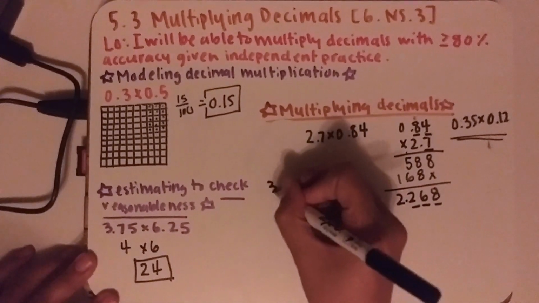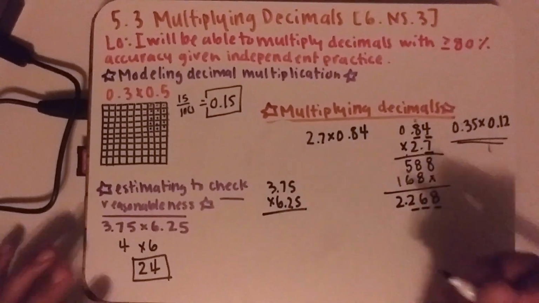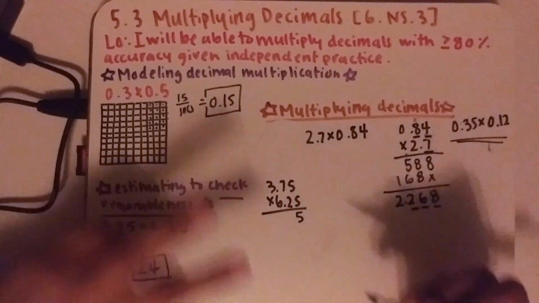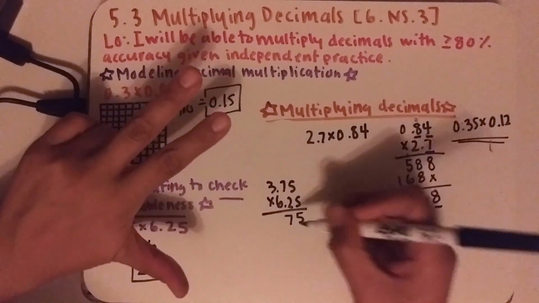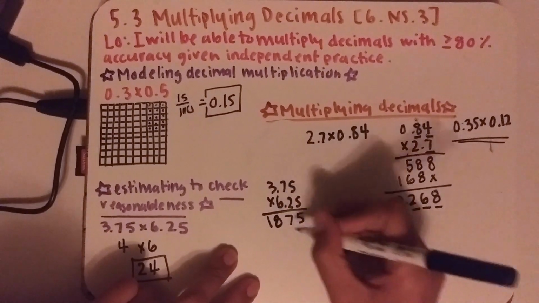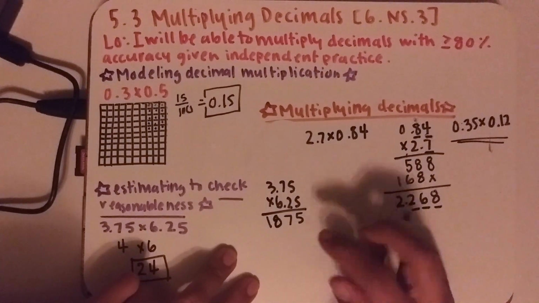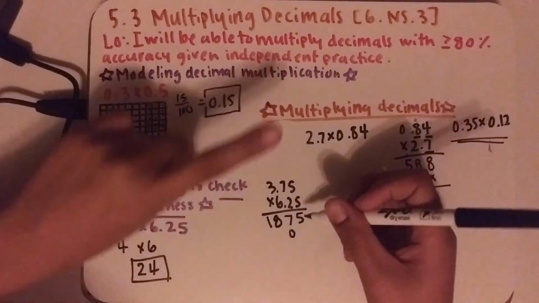So then I can do 3.7500 times 6.2500. So I go 5 times 5 is 25, carry my 2 over. 5 times 7 is 35 plus 2, that's 37, carry my 3 over. 5 times 3 is 15 plus 3 more, that's 18. I skip my 1s because now I'm going here. And then I go 2 times 5, that's 10, carry the 1 over.